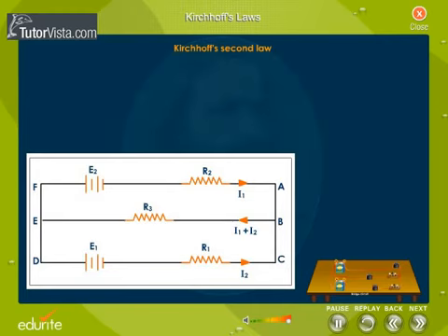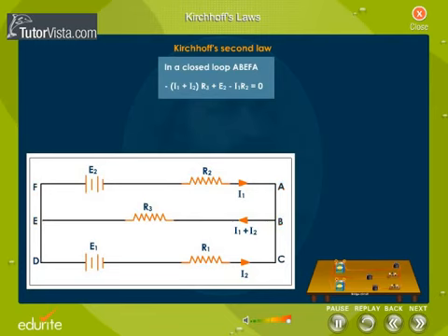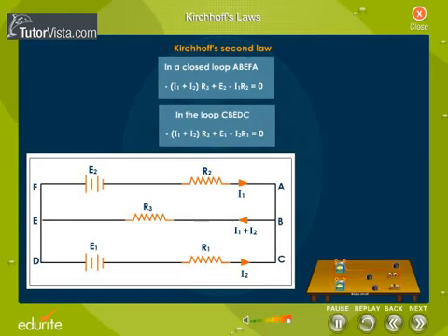Consider the circuit shown here. In the closed loop ABEFA: minus (I1 plus I2) into R3 plus E2 minus I1 R2 is equal to 0. In the loop CBEDC: minus (I1 plus I2) R3 plus E1 minus I2 R1 is equal to 0.